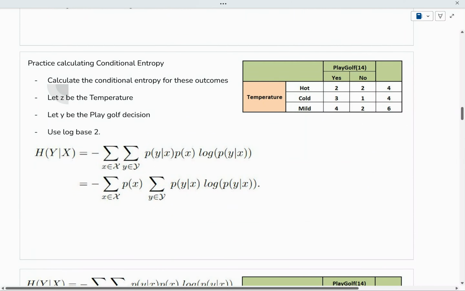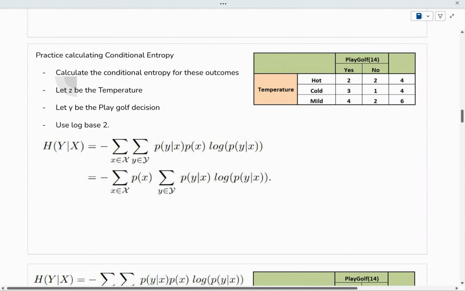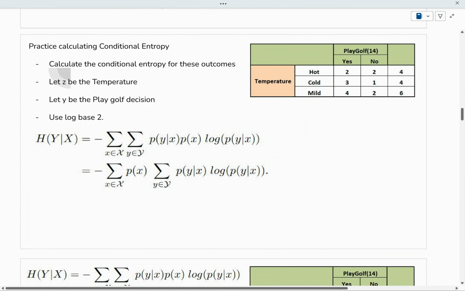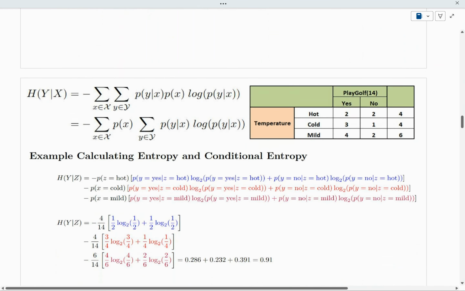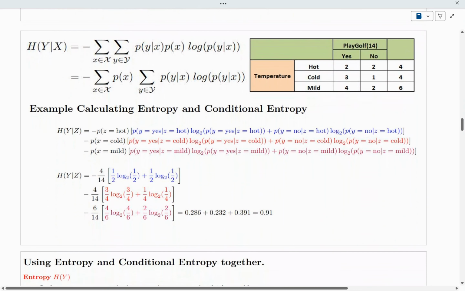Hopefully now you've gained some experience. Let's try this again. Calculate the conditional entropy. This class is mostly just practicing calculating conditional entropy. Pause the video. Over here is the solution. Hopefully you were able to do this correctly.